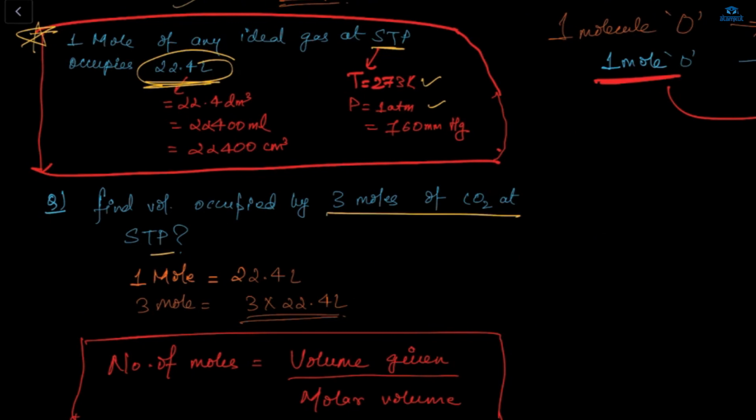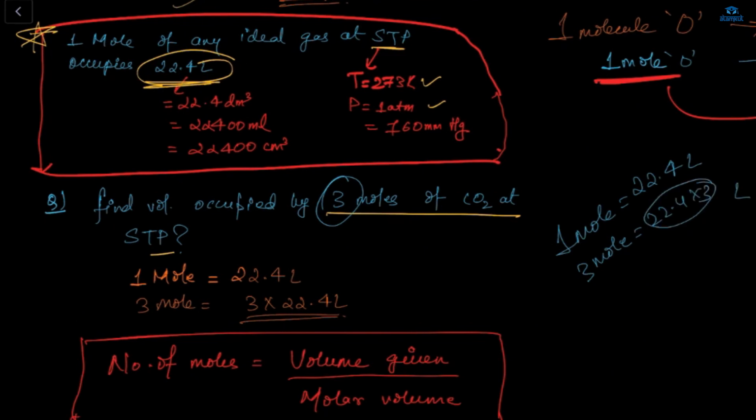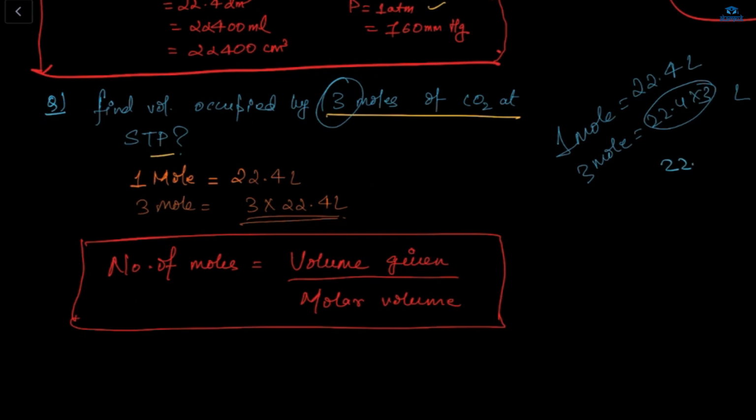In this we already know that 1 mole is equal to 22.4 liters. The question is asking about 3 moles. So we have to find it for 3 moles. Easily, what do we have to do? Multiply by this 22.4 liters. Okay. So the answer will be 67.2 liters.